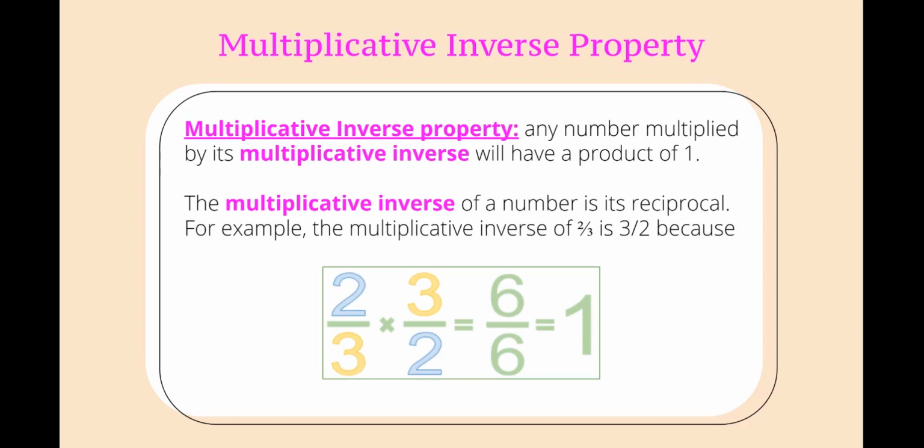The multiplicative inverse property states that any number multiplied by its multiplicative inverse will have a product of 1. The multiplicative inverse of a number is its reciprocal, so reversing the numerator and the denominator. For example, the number 2/3 has the inverse 3/2, which, when you multiply them, yields 1.